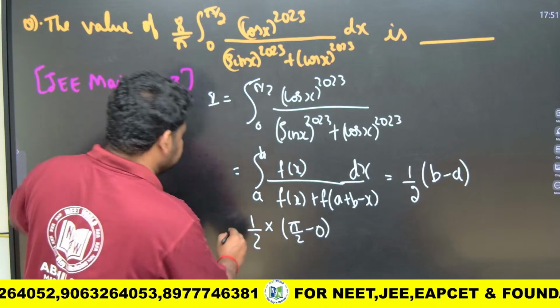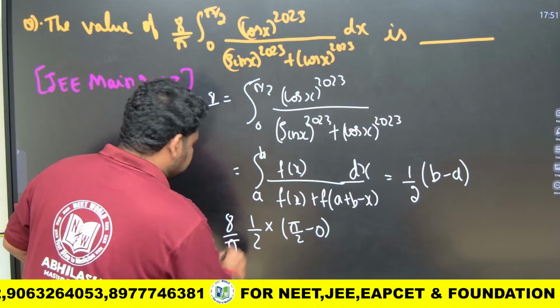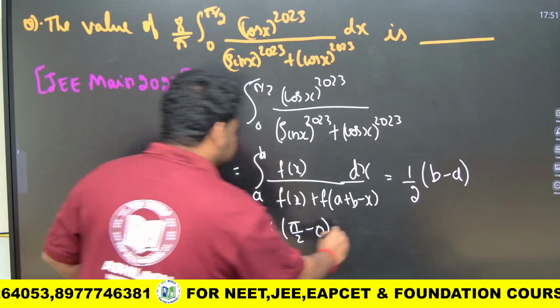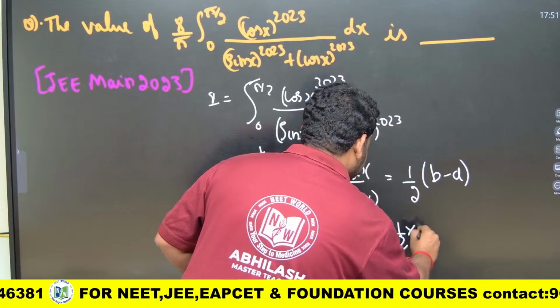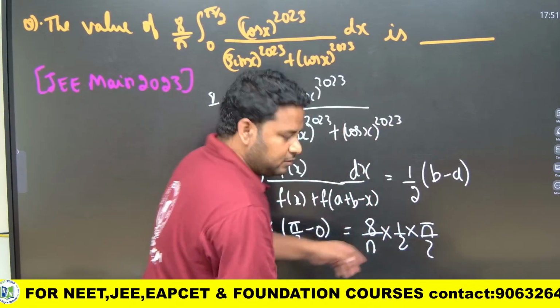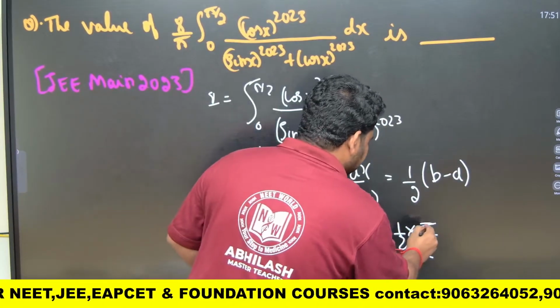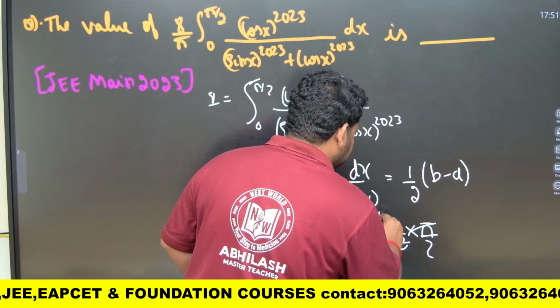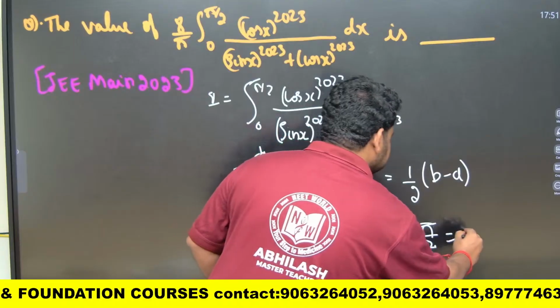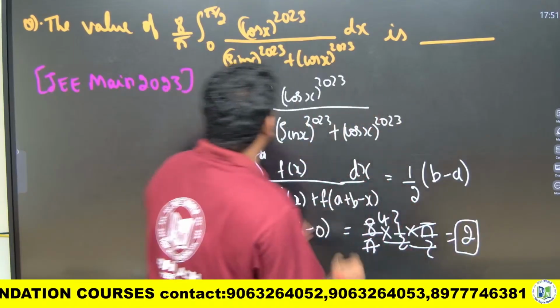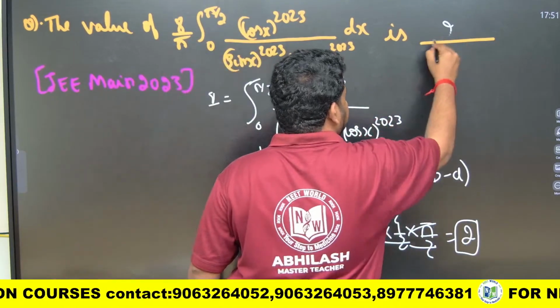But here we already have 8 by pi. Now pi by 2 minus 0, so this will become 8 by pi into 1 by 2 into pi by 2, correct? So pi and pi will get cancelled, and 2 4s are 8, this will become 2 2s are 4. So what is the answer we get? The answer that we will get is equal to 2. The answer to this question is 2.